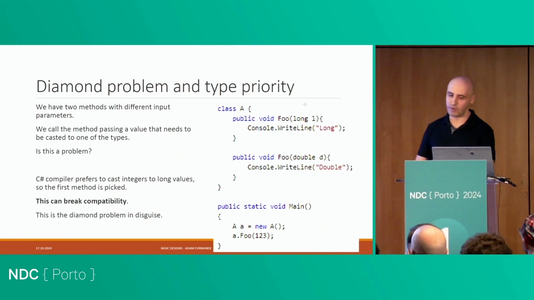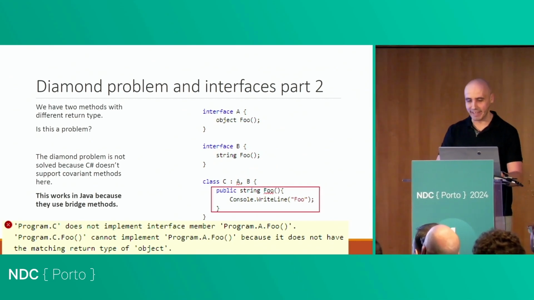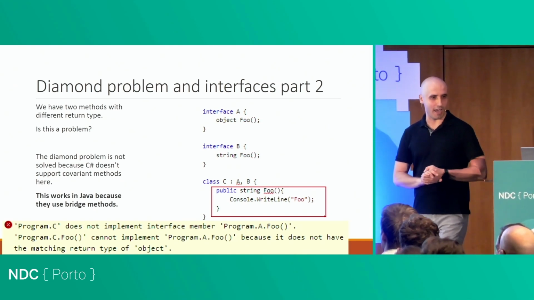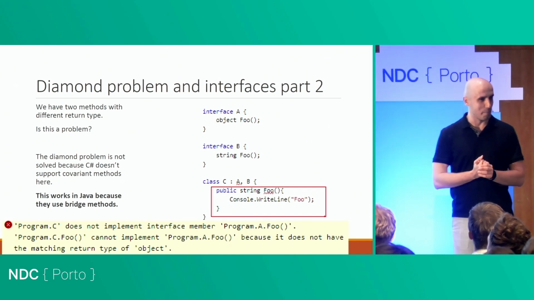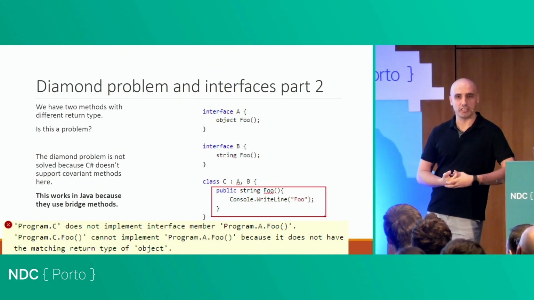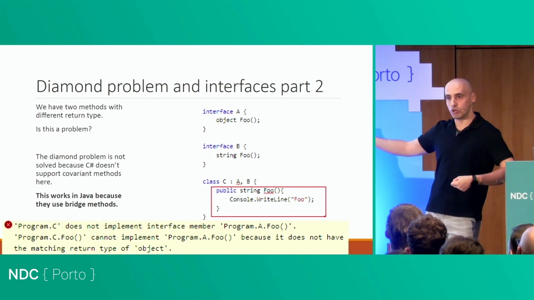Let's take it even further. We have two interfaces. One has method object foo, the other has method string foo. We implement two interfaces, and then we implement the method with string foo. Should it compile? Will it compile? And I guess you have some hint on the slide. Will it compile? And now, why? And this is interesting because the same code will compile in Java. This won't work in C#. In Java, it will compile.